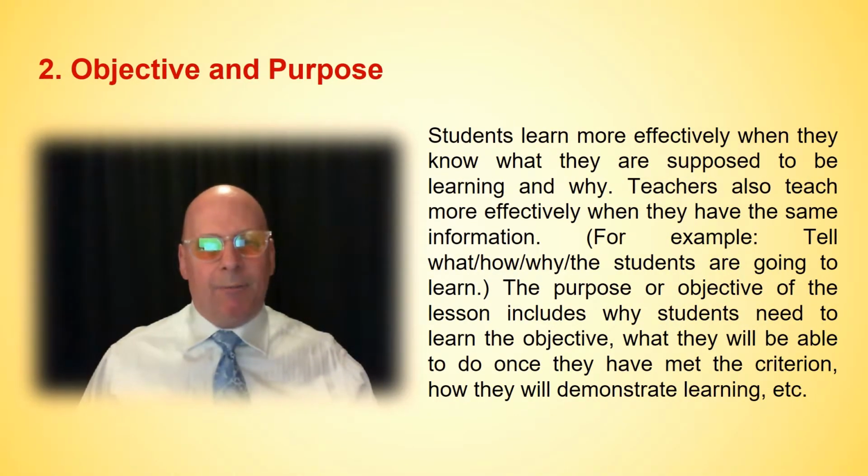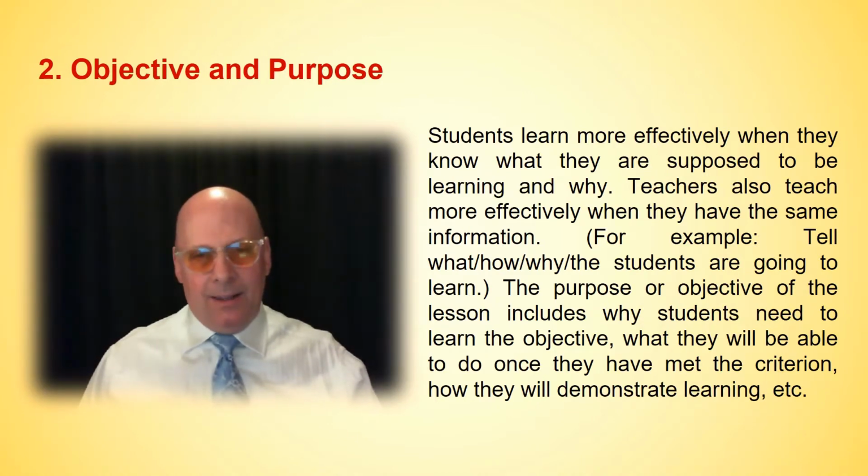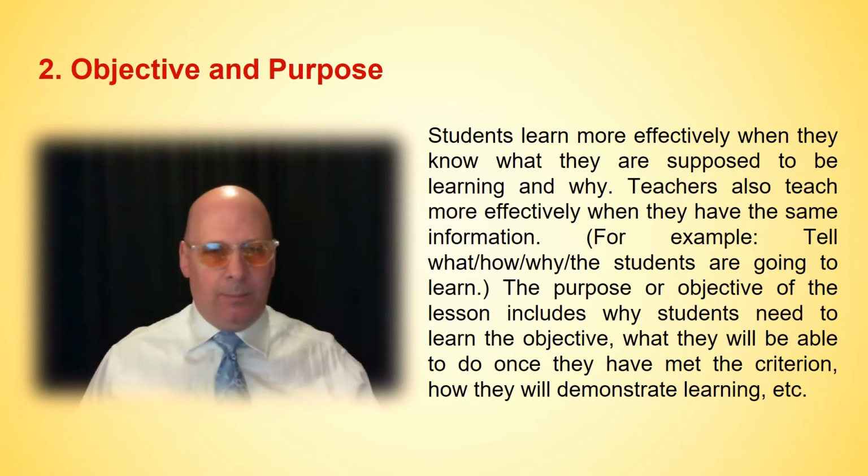Students learn more effectively when they know what they are supposed to be learning and why. Teachers also teach more effectively when they have the same information. For example, tell what, how, why, and what the students are going to be learning. The purpose or objective of the lesson includes why the students need to learn the objective, what they will be able to do once they have met the criterion, how they will demonstrate learning, etc.